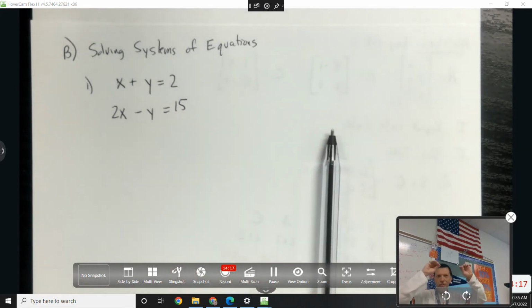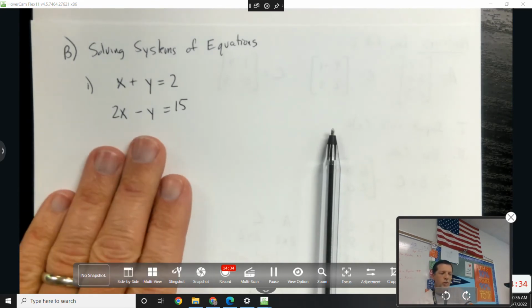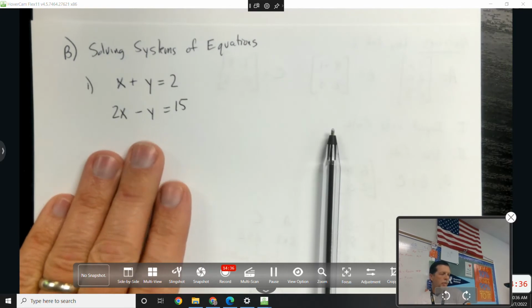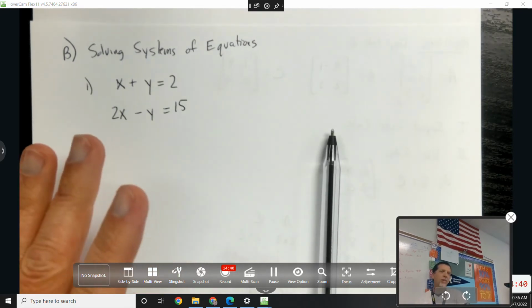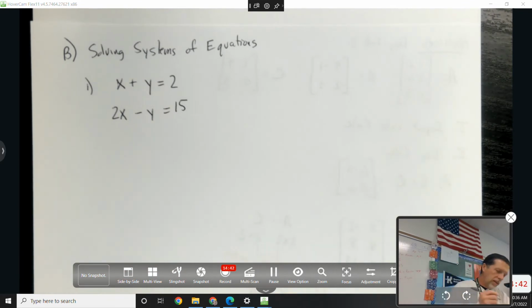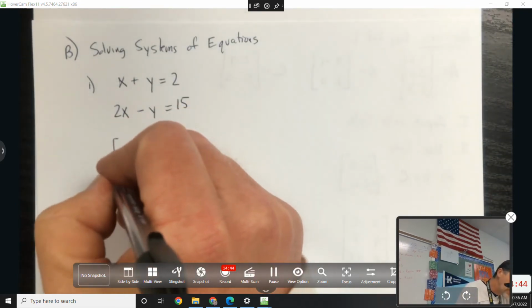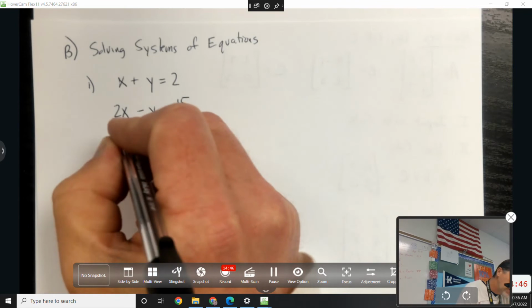You can also do the elimination method or the combination method where you add the two equations. This one would be set up well for that because the y's would go away and you get 3x equals 17. That's one method. The method we're going to use is maybe harder for a 2 by 2 system, but when we do a 3 by 3 or a 4 by 4, you don't want to be doing anything by hand. You want to let the calculator do it all. So here's how we let the calculator solve it with matrices.